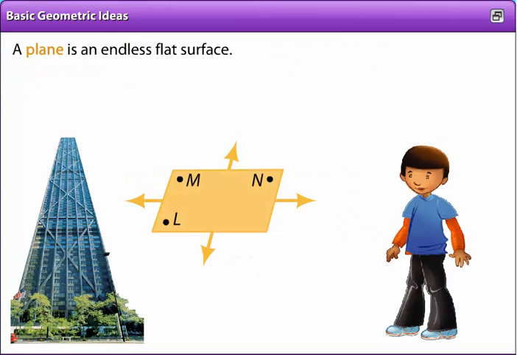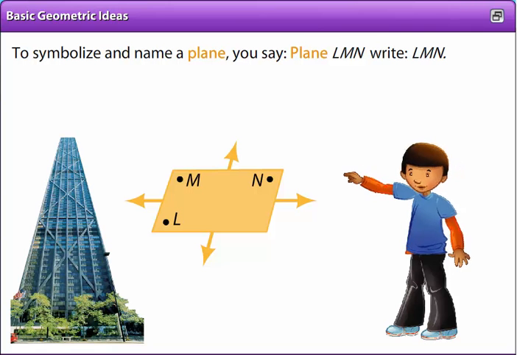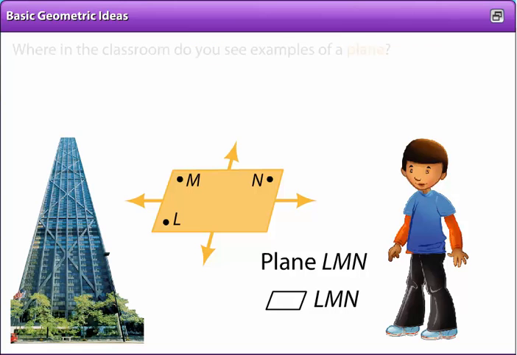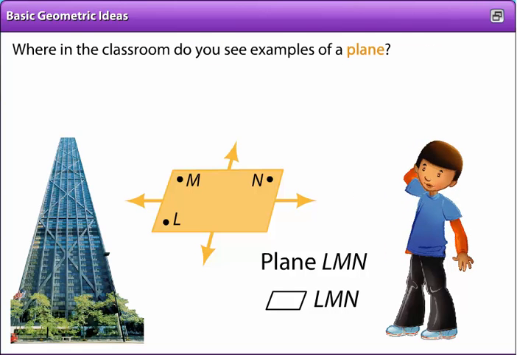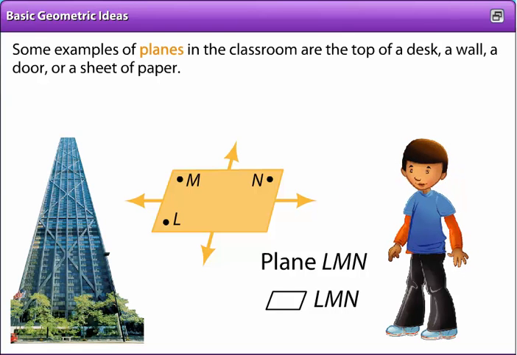A plane is an endless flat surface. To symbolize and name a plane, you say plane LMN. Write LMN. Where in the classroom do you see examples of a plane? Some examples of planes in the classroom are the top of a desk, a wall, a door, or a sheet of paper.